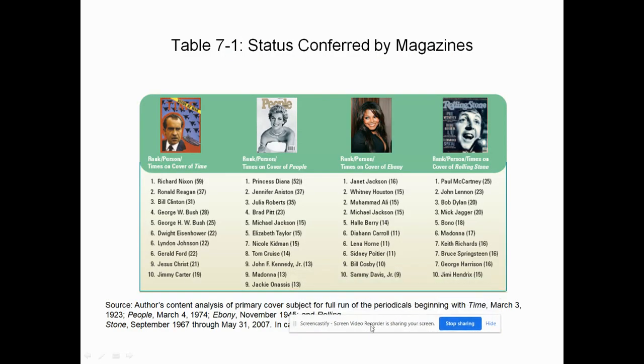Okay, so these are just some examples of how magazines confer status. If we look at Time Magazine, People Magazine, Ebony, and Rolling Stone, each of these individuals kind of falls into a particular paradigm. This tends to be, for the most part, the exception on number 9, political figures. This really looks at celebrities. This one looks at musicians, so on and so forth.